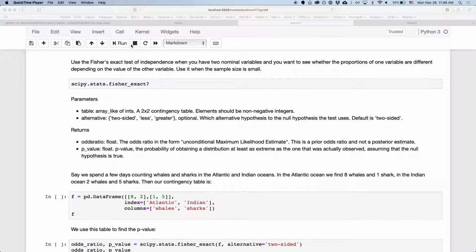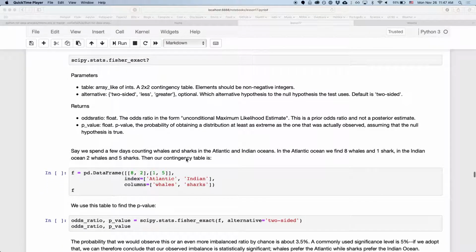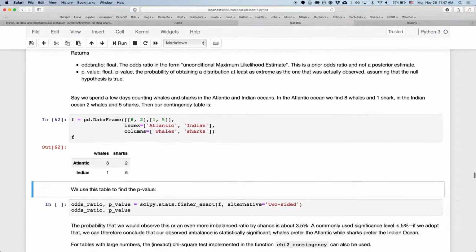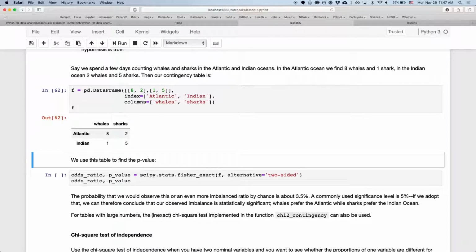So the Fisher's exact test, you're going to give it a 2x2 contingency table, and it's going to give us an odds ratio and a p-value. And we're also going to supply whether we want to do a two-sided or a one-sided test. So we'll do a two-sided in this example. In this example, we're going to look at whales and sharks in two different oceans. In the Atlantic Ocean, we counted 8 whales and 2 sharks. And in the Indian Ocean, we counted 1 whale and 5 sharks. So it looks like these are different.